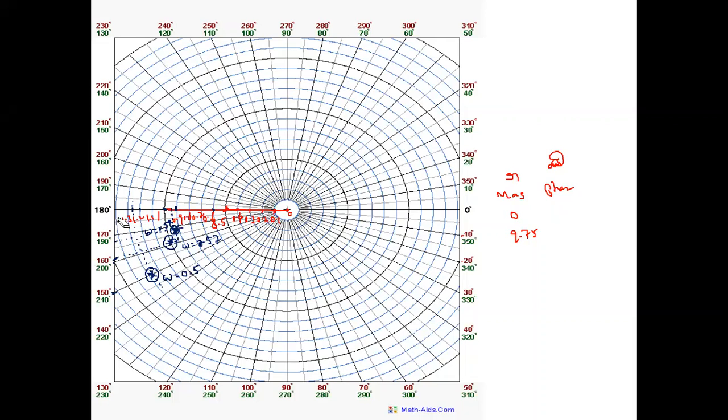Then for omega equal to 0.71, what is the radius? 0.661 here, and the angle is minus 180 degrees. Yes, same.